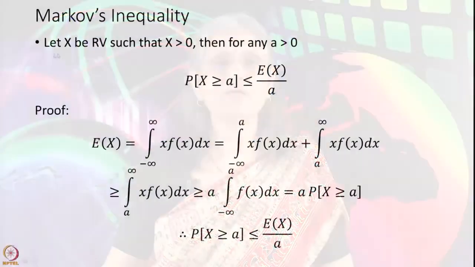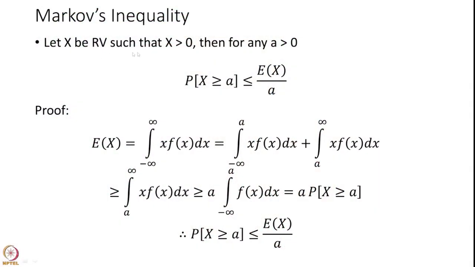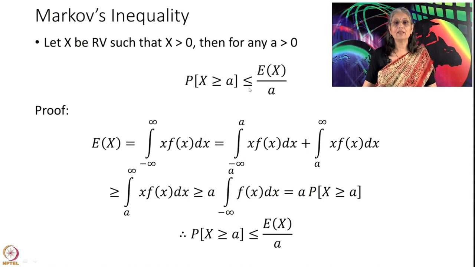So, Markov inequality is defined as follows. If x is a positive random variable and a is any positive number, then the probability that the random variable takes a value larger than a is smaller than the expected value of x divided by a.